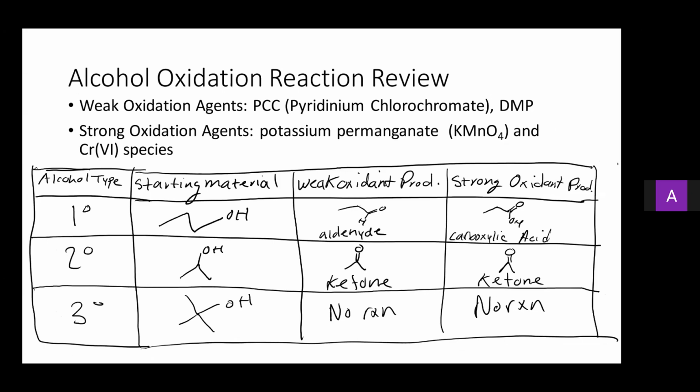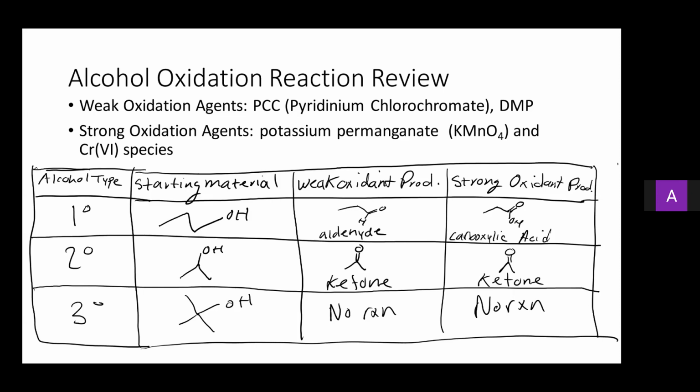So weak oxidation agents, if you guys remember, include PCC or pyridinium chlorochromate. It's a very long, hard word to say, so we just say PCC, right? Or DMP is also another weak oxidation agent. We also have strong oxidation agents such as potassium permanganate and different types of chromium species that Sydney mentioned on Friday's lecture that you guys might remember.